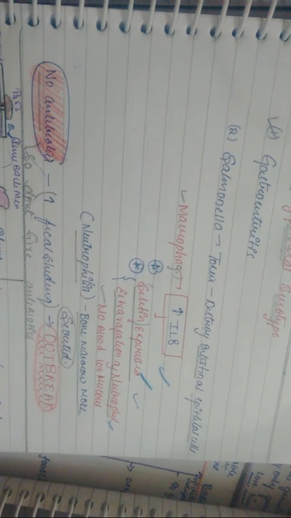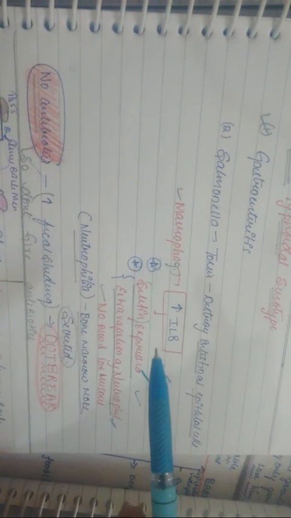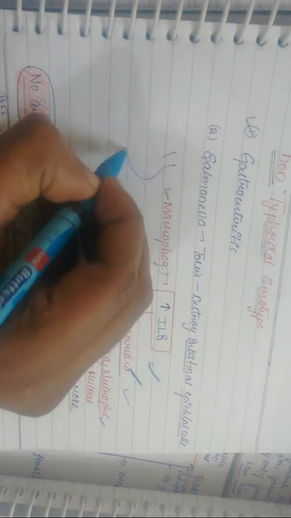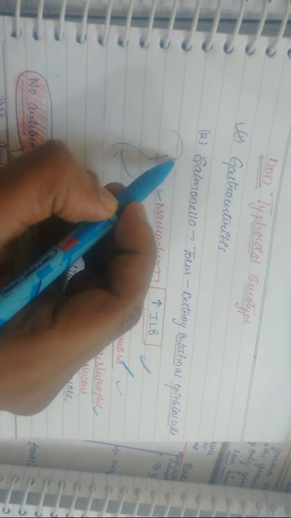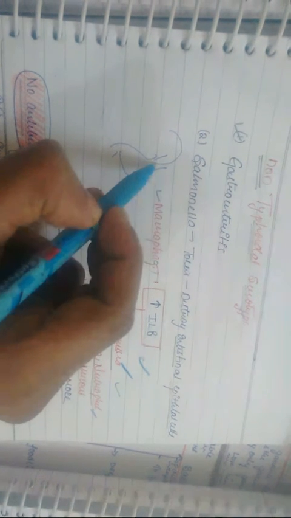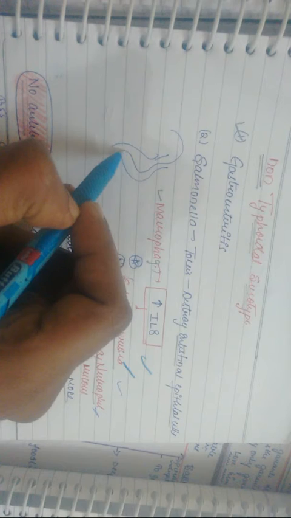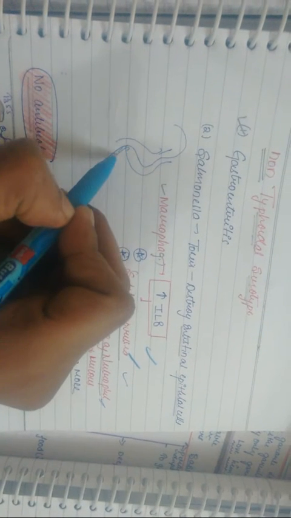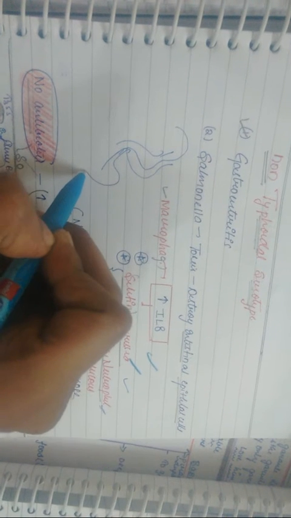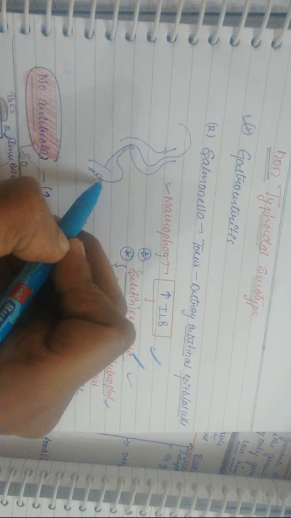He's trying to tell that the mechanism is this: normally when we consume it through the orofecal route, the salmonella enters and passes through the stomach. Then it goes to the duodenum, jejunum, and ileum. Suppose this is the ileum, you have Peyer's patches there.